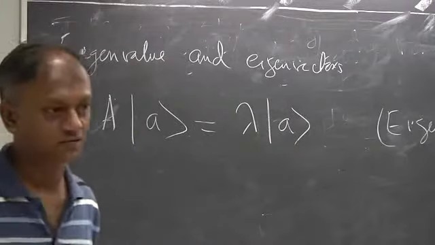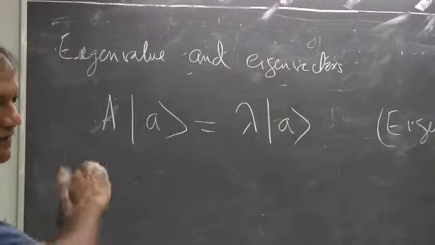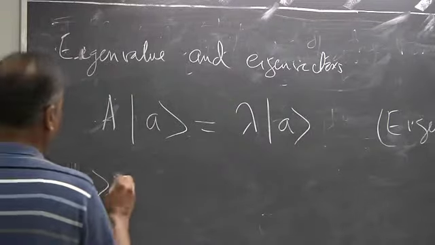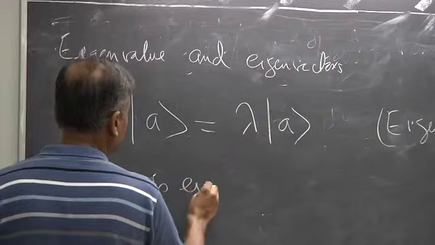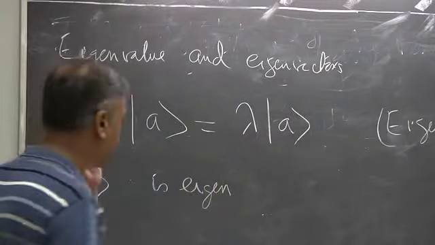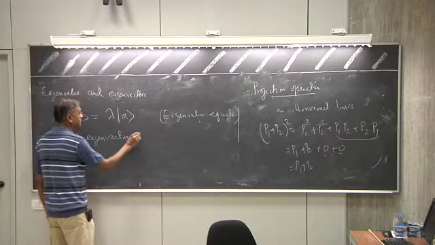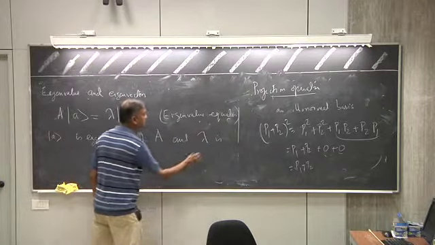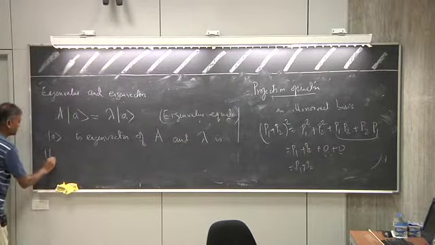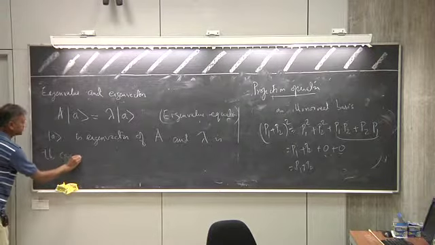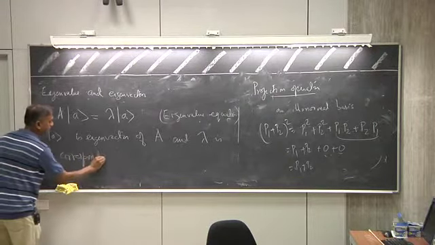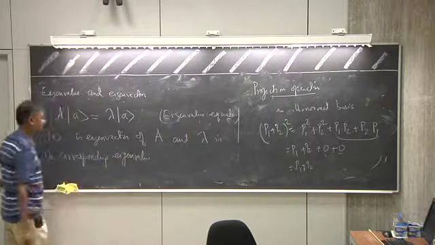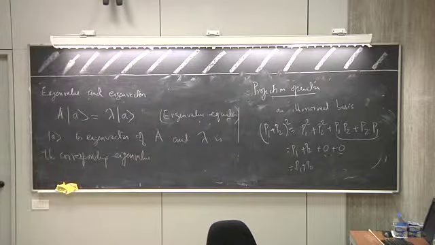This will not be generally true, right? But if you can find a vector which satisfies this condition, then you call it an eigenvector of operator A, and lambda is the corresponding eigenvalue. This is a very important point again.